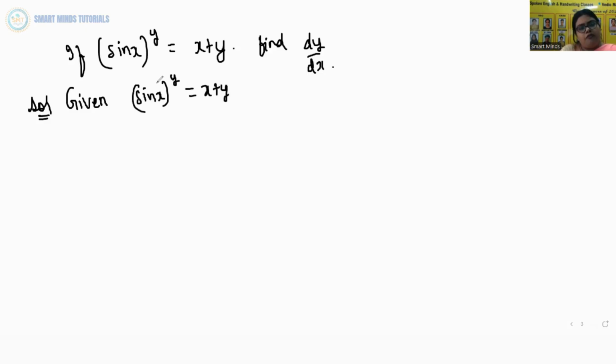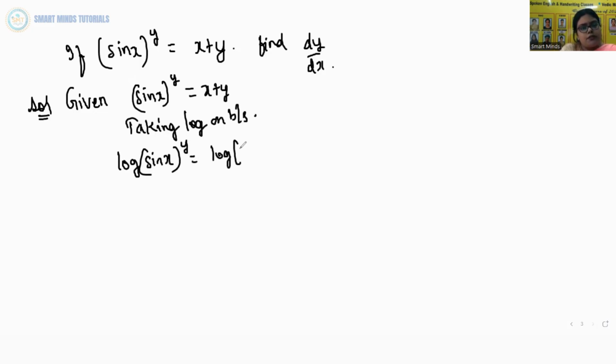So whenever you have the base also a function and the power also a function, we take log on both sides. So taking logarithms on both sides, you get log (sin x)^y equals log of (x plus y). Now the left hand side you can write as y log sin x, because it is in the form log a power m, that is m log a.